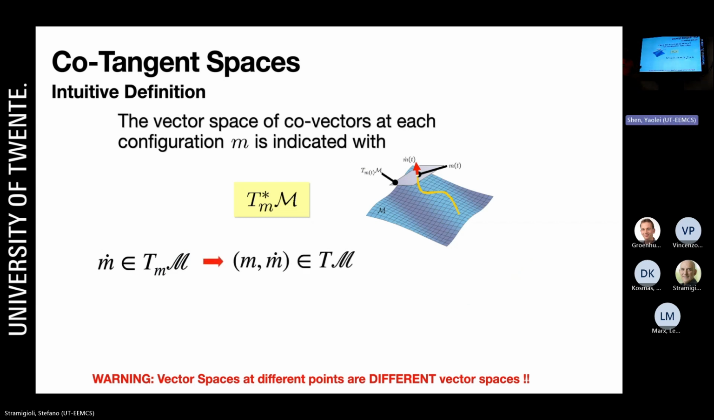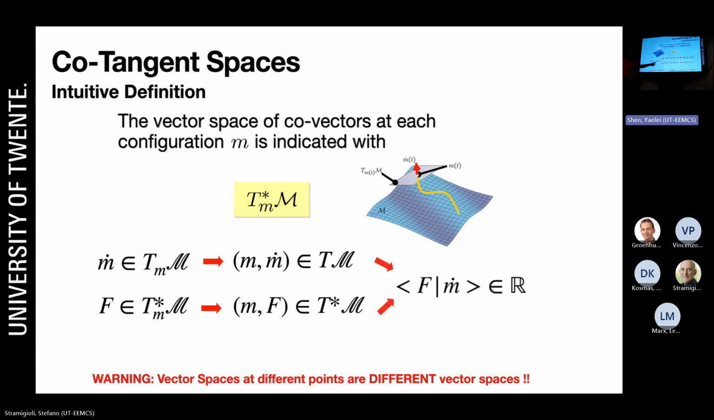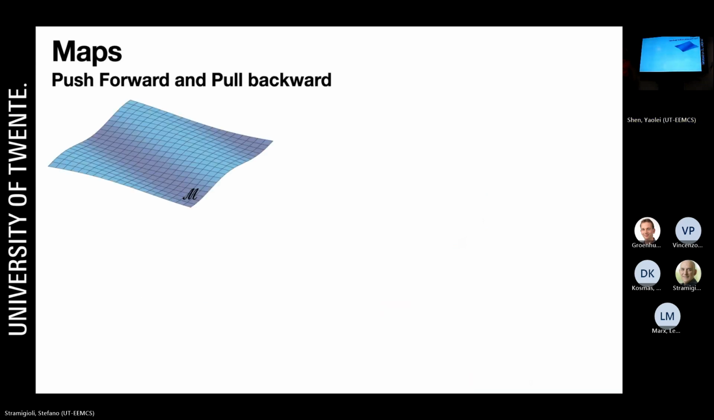So the example here: if you have a velocity attached at M, in a nonlinear setting it's important to say where the vector is attached. This notation is called a tangent bundle. This is the tangent space at M, and the tangent bundle is the union of all the tangent spaces at all points. And then you have the dual space, with the standard notation from linear algebra. The cool thing is that if they are at the same point, then you can pair these two, and then you can talk about power in this case. So you have a real, intrinsic, invariant scalar number.